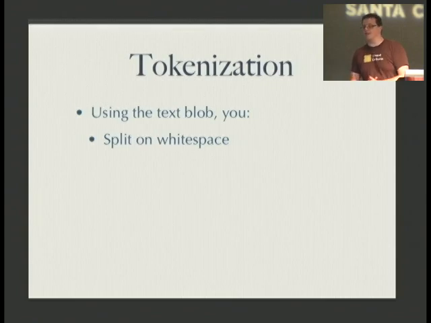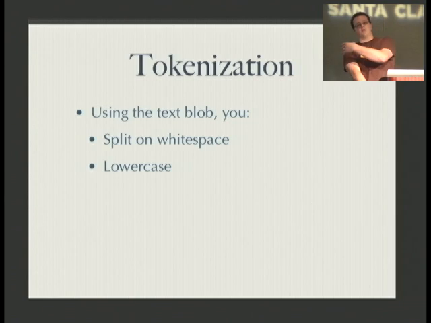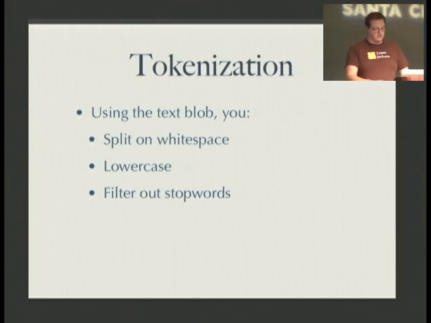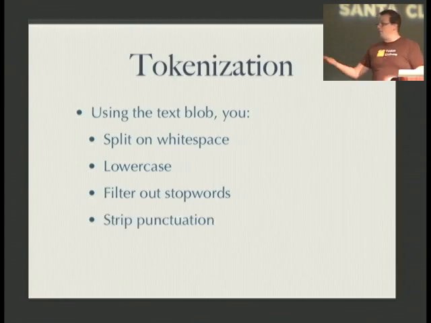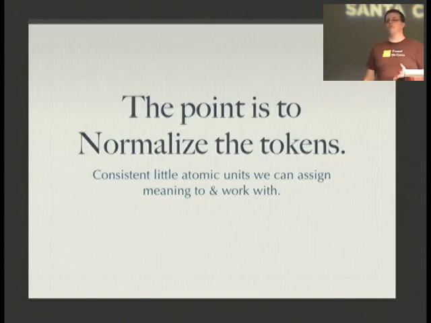Tokenization is the process of taking that big text blob and breaking it down into little individual word-sized chunks. Typically, what you'll find most engines doing is splitting on things like whitespace. They'll lowercase every single token that they get out of that, filter out all those meaningless words like and, the, and, but, and which you're going to hear a lot of, and stripping punctuation, et cetera, et cetera. Many times this is configurable so that you can tweak it to match your document set. The point of that is to get some nice, neat, normalized little tokens out that you can work with when querying.